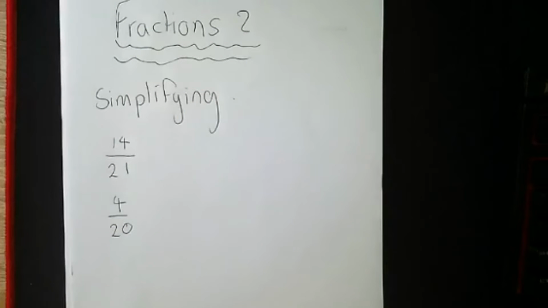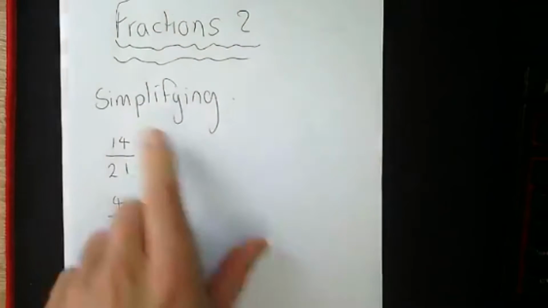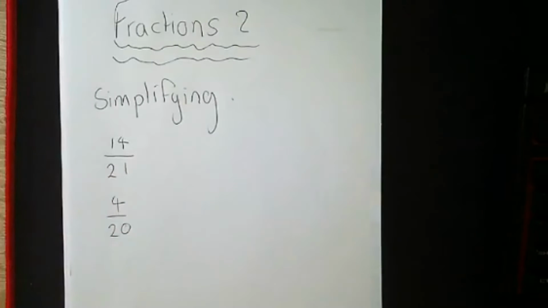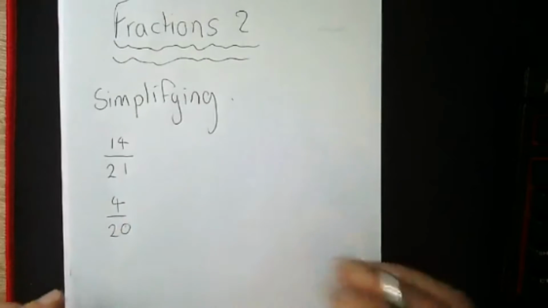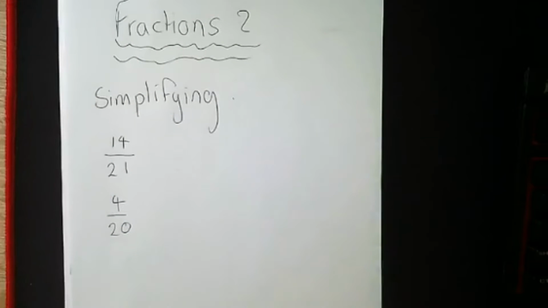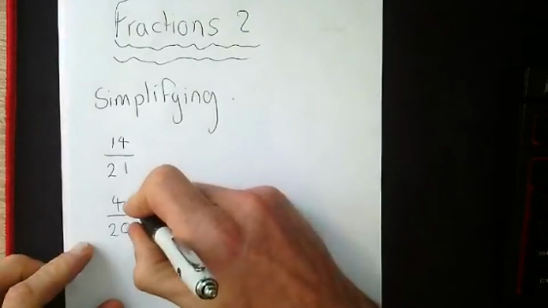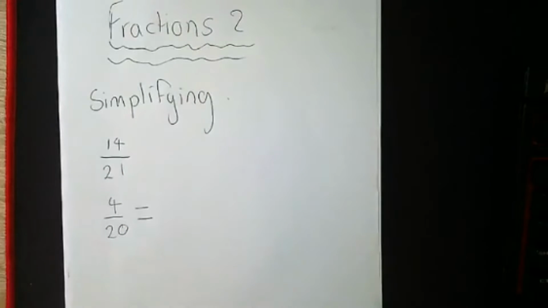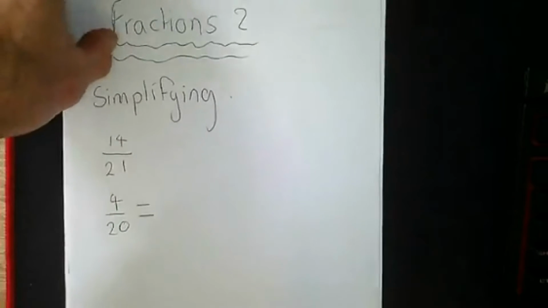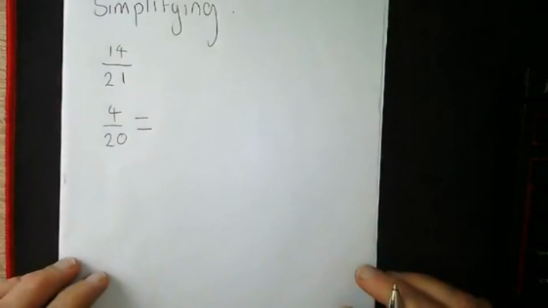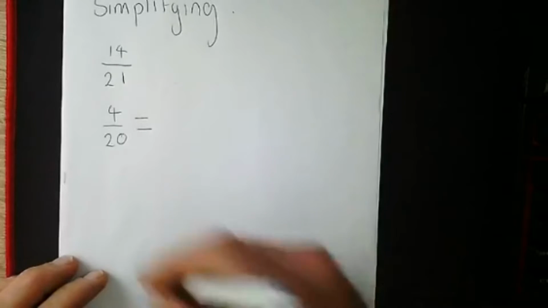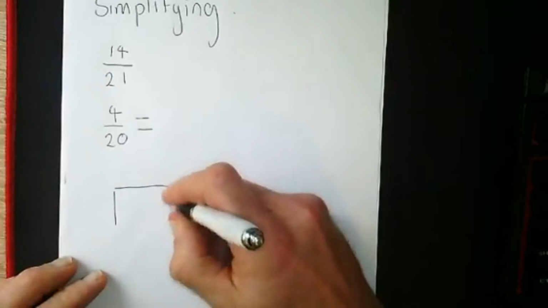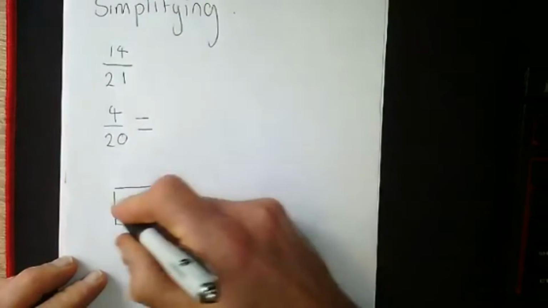So back to the maths. Here we have simplifying. We've got two fractions here: 14 out of 21 and 4 out of 20. Let's go to the 4 out of 20 first of all. Simplifying fractions. What we learned yesterday is that fractions can often have the same overall value. Take this, for example, a little sketch. Come back to that question in a second.